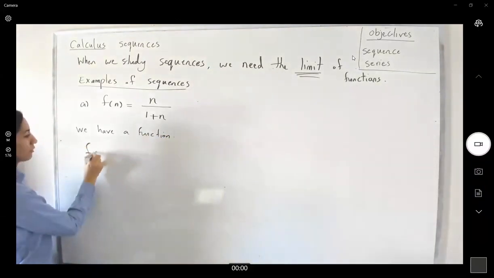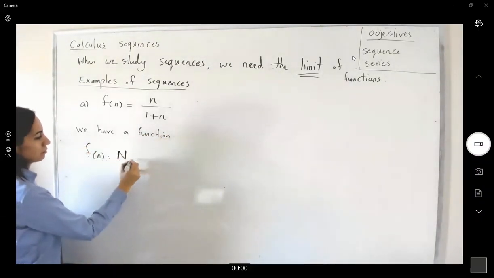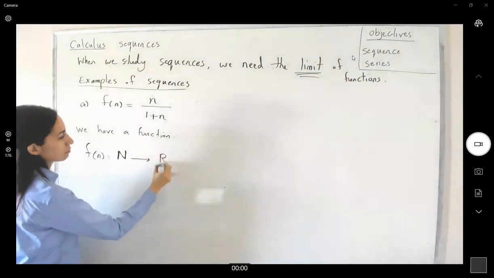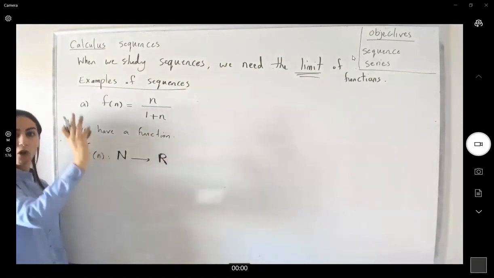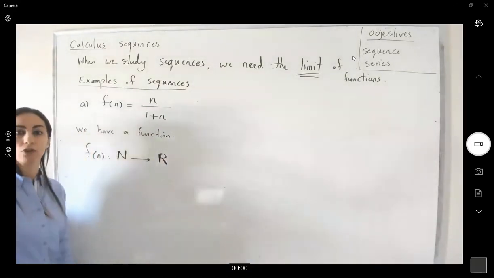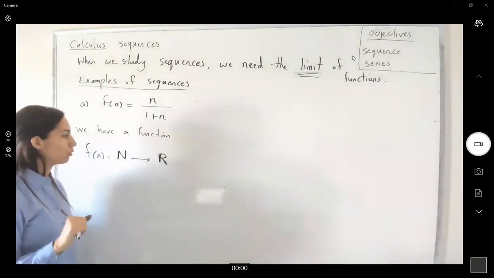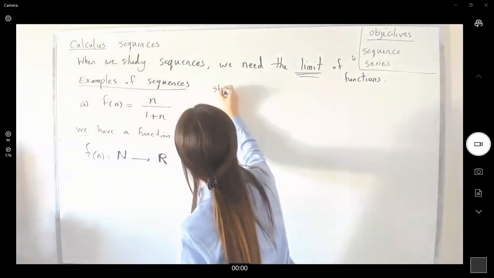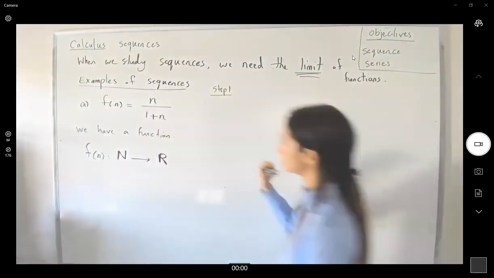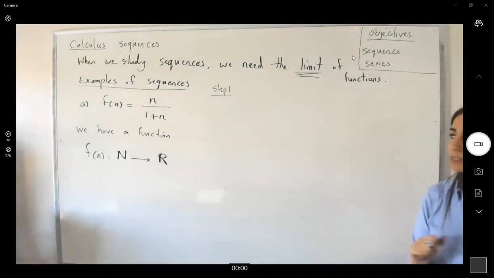This function f of n is defined from N to R. It means that it takes some values from N: 1, 2, 3, 4. If you don't have any restriction on the domain, you always assume that it starts from 1. So let's follow some steps. Step 1: find some of the terms of this sequence.